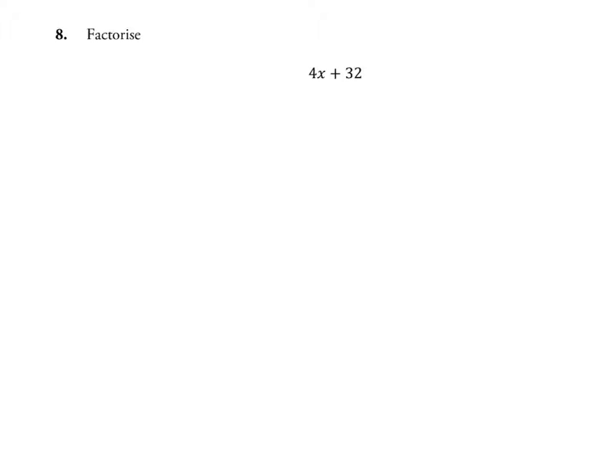Factorize means put into brackets. So we're looking for the biggest number that divides into 4x and 32. Well, the biggest number is 4. So we put that outside our bracket, and then we divide both 4x and 32 by 4.